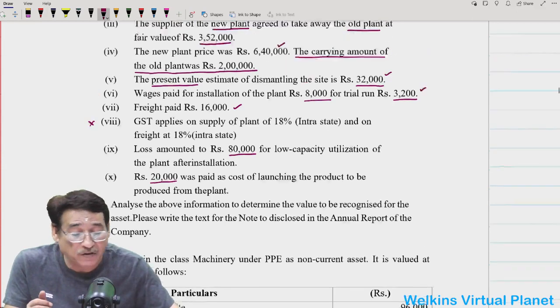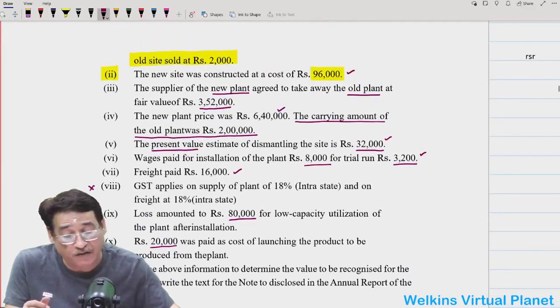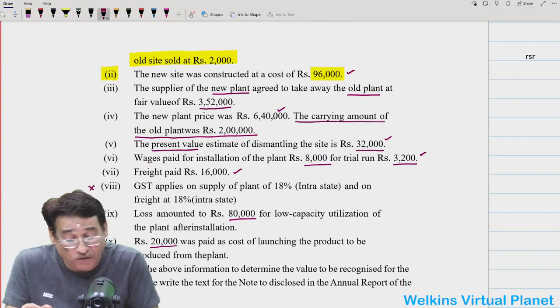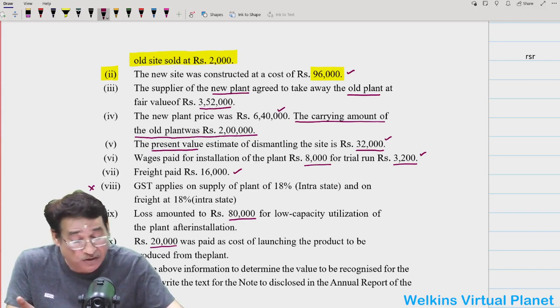So as far as cost of the new plant is concerned, we have seen so far, one is 96,000 and then 6,40,000, the price of the new plant, the dismantling cost, then 3,200, 16,000, 80,000, 20,000. So these are the costs given to us so far.